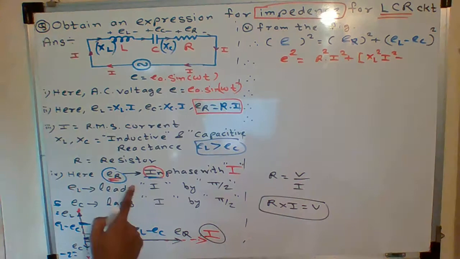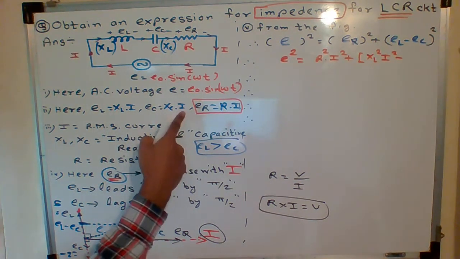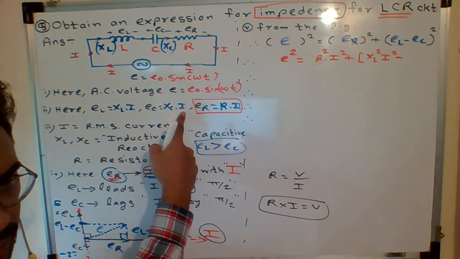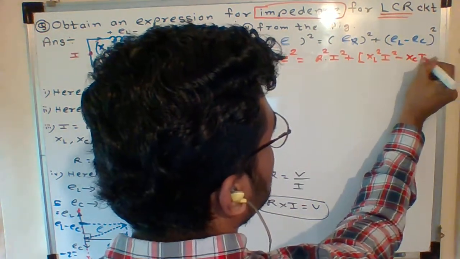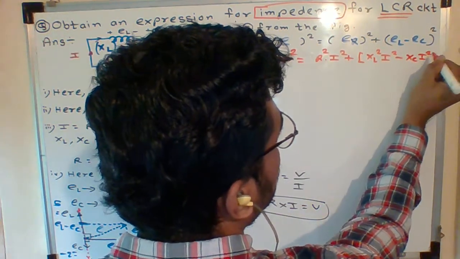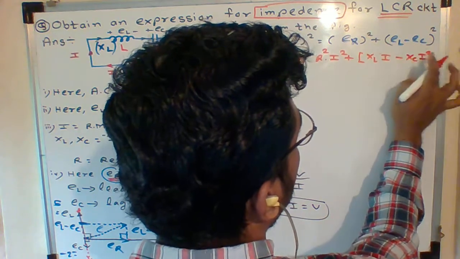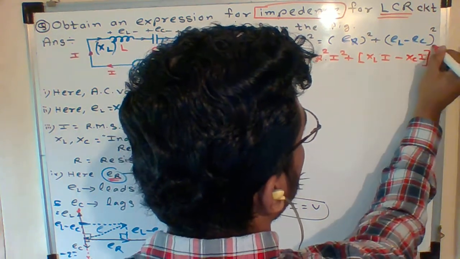Minus. Who will tell me EC? EC is what? XC into I. XC into I. Wait, I will just restart my mobile phone and I will again repeat it, don't worry. Okay, so here I will write XL into I minus XC into I, the whole square.